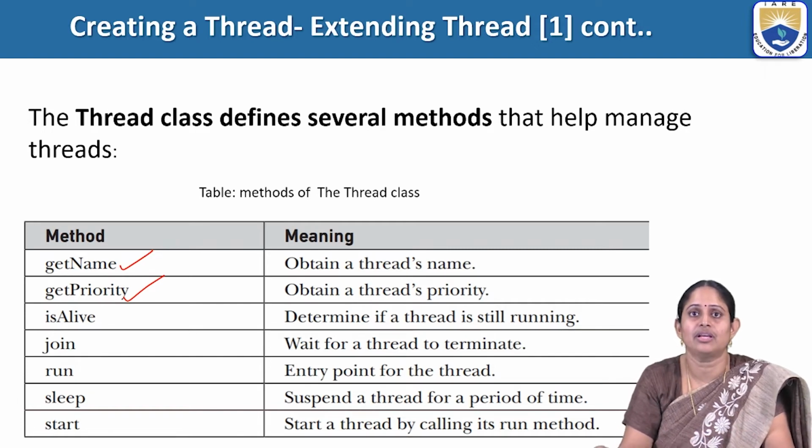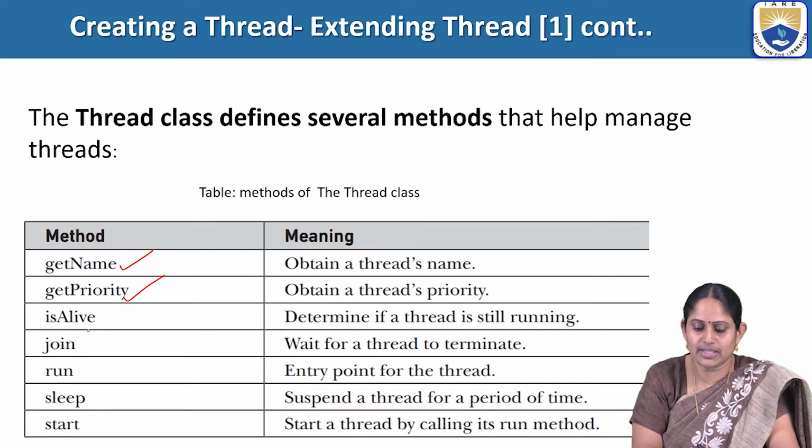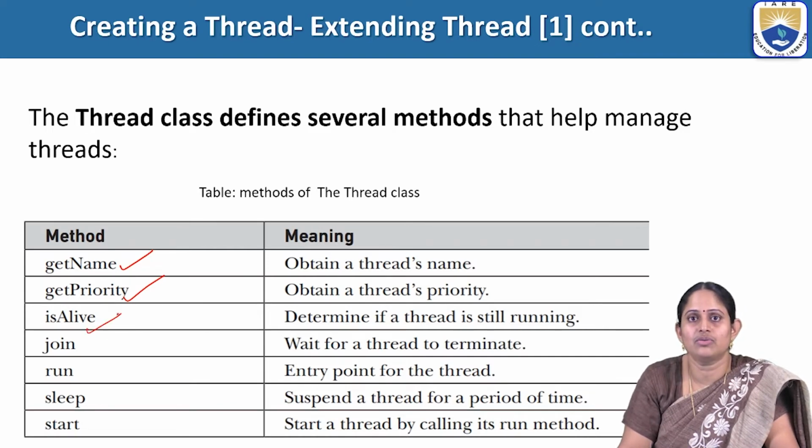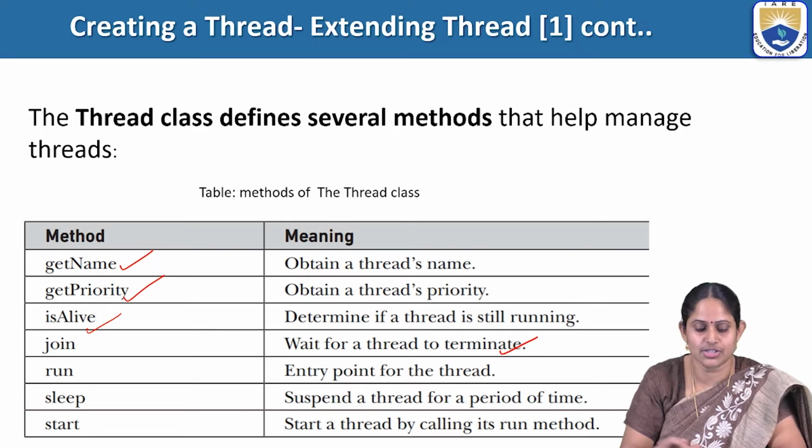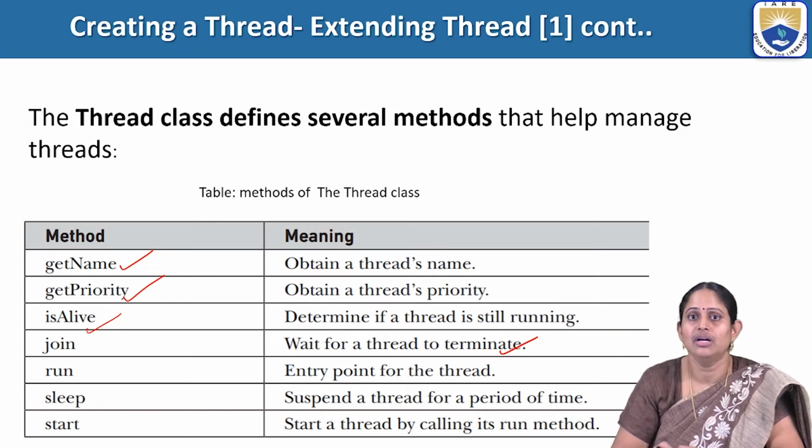As we have seen before, the priority of the main thread is always 5. Then to check whether the thread is still running or not, we use the isAlive method. If we call the join method over a thread, then the other threads will wait for the current thread to terminate. So when we call the join method, it will wait for the thread to terminate.